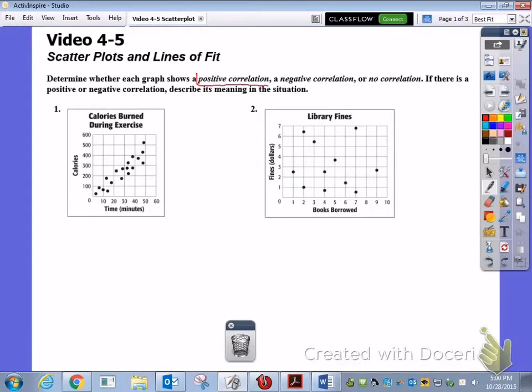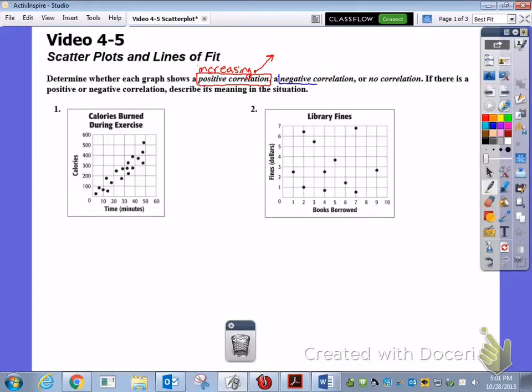A positive correlation. Positive correlation means that it's going to be increasing. And increasing looks like you start from the bottom and you get bigger as you go up. So it's like climbing a mountain, okay? You're going to get bigger as you go.